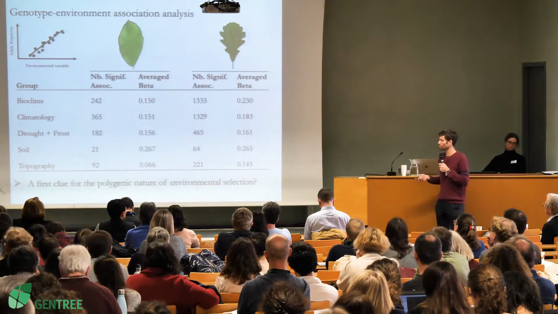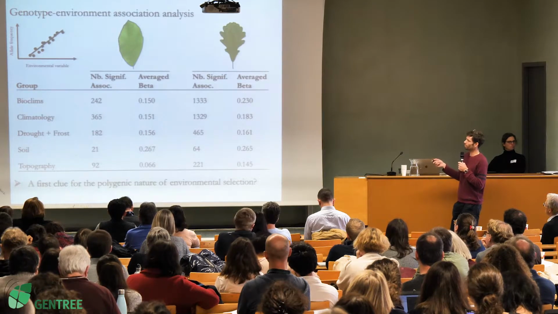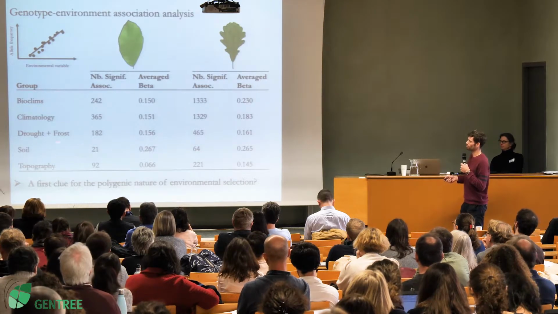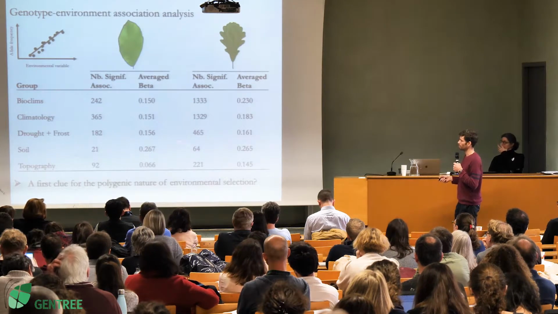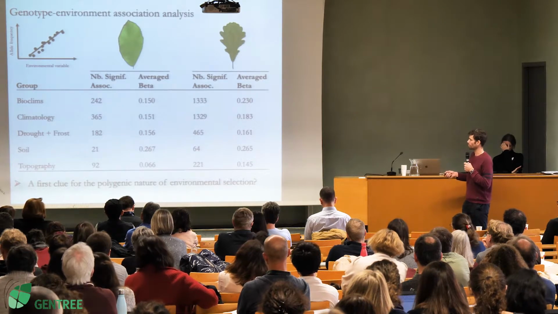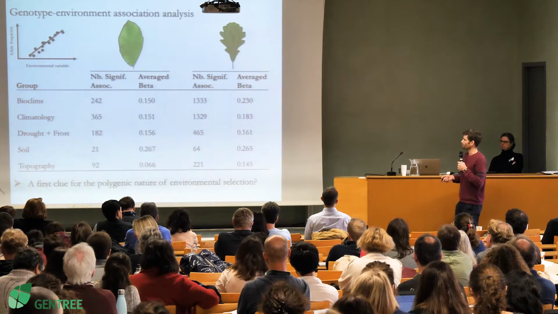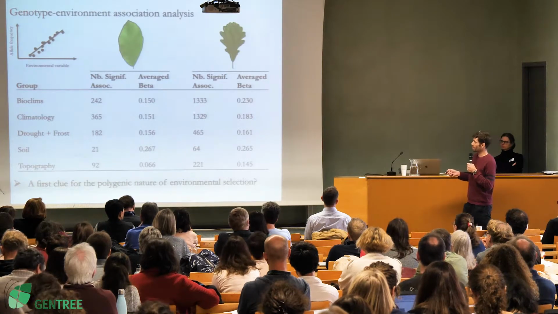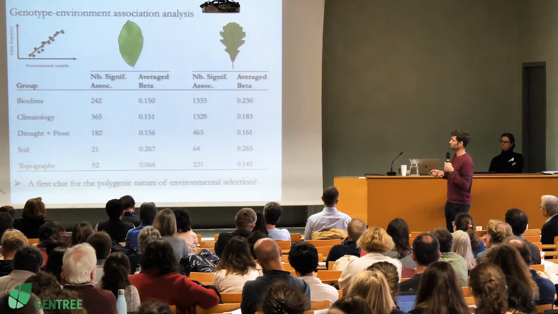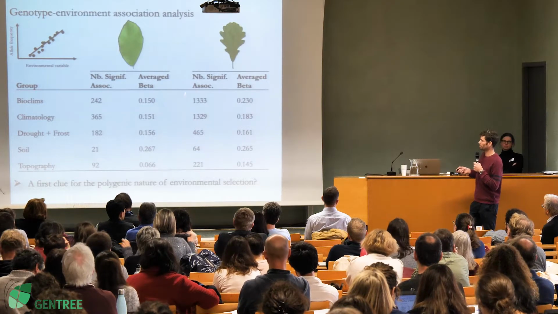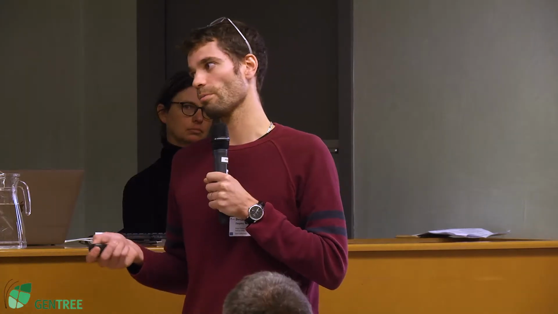What is interesting, in my opinion, is to compare this number of associations with the average beta, so the slope of this regression, meaning the strength of the response we get. For the soil data, we have only 21 significant associations, but we have a quite high beta compared to other variables, like topography, where the beta is almost nil. Also, for climatology, for example, we have many significant associations with quite high beta, and in this case it behaves a bit like the soil results, but in other cases the beta is quite low, and probably we have a smaller effect size in those responses.